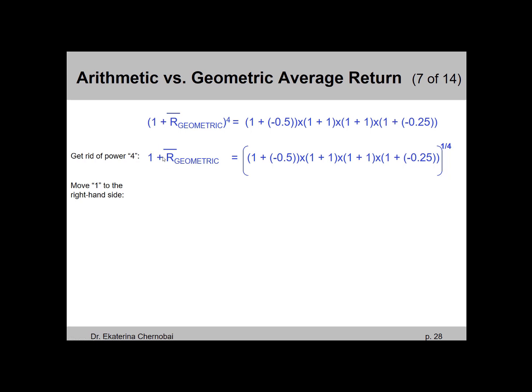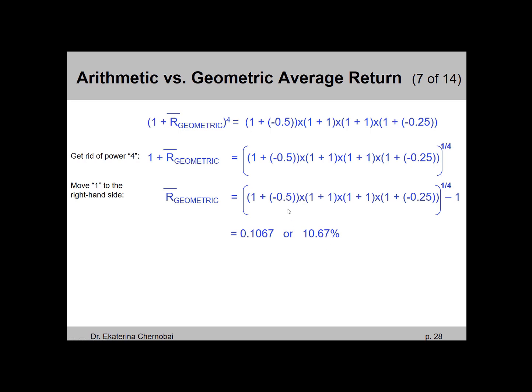Then we want to get rid of 1. We drop it here on the left hand side and instead move it to the right with the opposite sign, minus 1. The rest, plug and check, calculate the answer to this complicated term. And if you do it right, maybe it will take you a little bit of time, you should get 10.67%. This is the geometric average return.